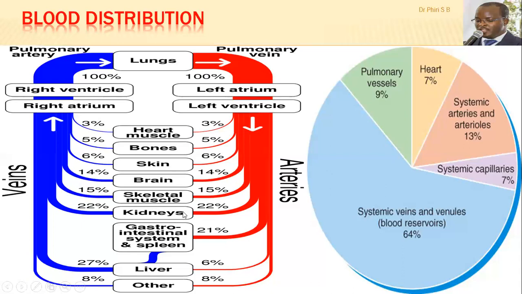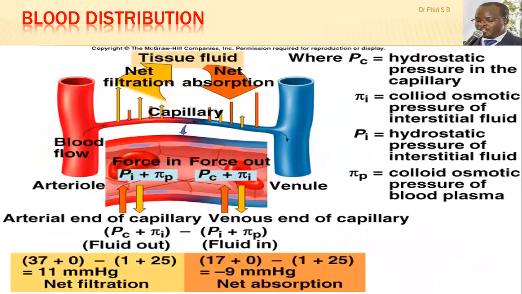When you're talking of the kidneys and also the GIT, you need to absorb the nutrients. So you find that the percentage of the cardiac output is more to the kidneys and the gastrointestinal tract system, the accessory organ like the spleen, the GIT. So this is just the distribution of blood. So the movement of fluids from the cardiovascular system.